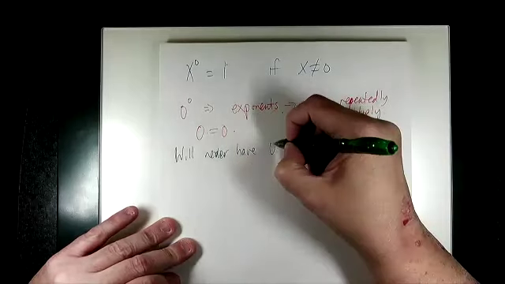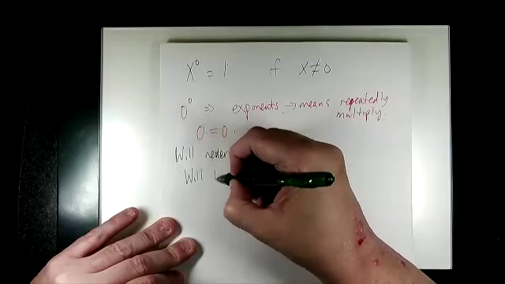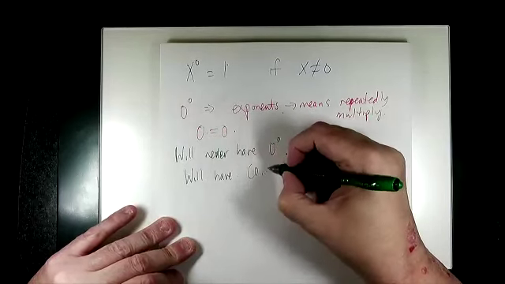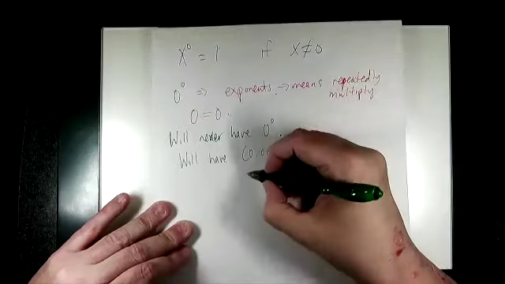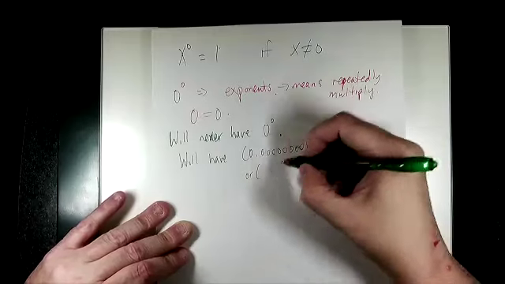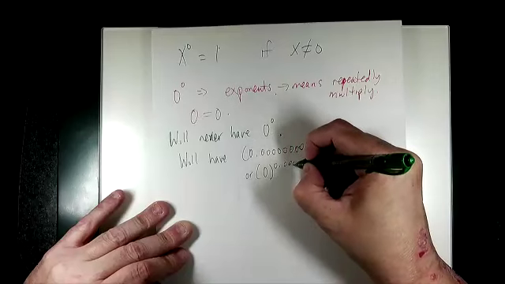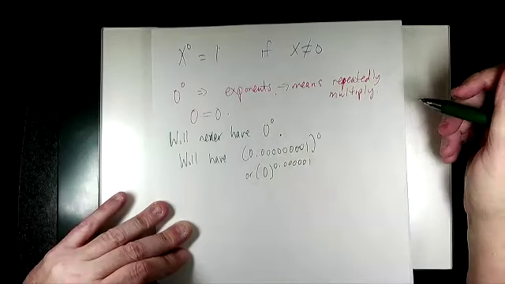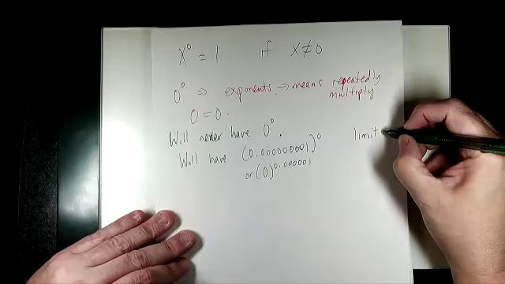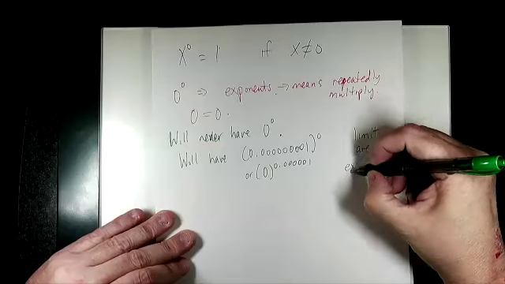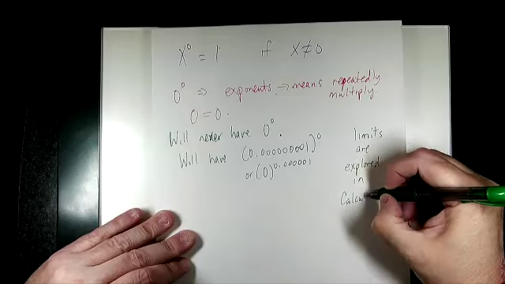And really, in all reality, you will never have 0 to the 0. You will have 0.00000000001 to the 0, or 0 to the 0.0000001 kind of thing. It's a limit idea that you explore in calculus. Perfect spot to talk about indeterminate. What does indeterminate mean?